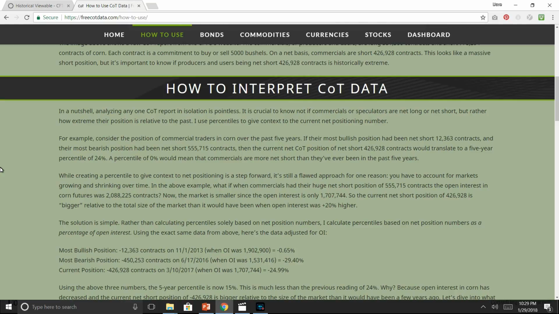This particular site uses percentiles to give context to the current net positioning number. For example, consider the position of commercial traders in corn over the past 5 years. If their most bullish position had been net short 12,000 contracts and their most bearish position had been net short 555,000 contracts, then the current net COT position of net short 426,000 contracts would translate to a 5-year percentile of 24%. A percentile of 0% would mean that commercials are more net short than they've ever been in the past 5 years.